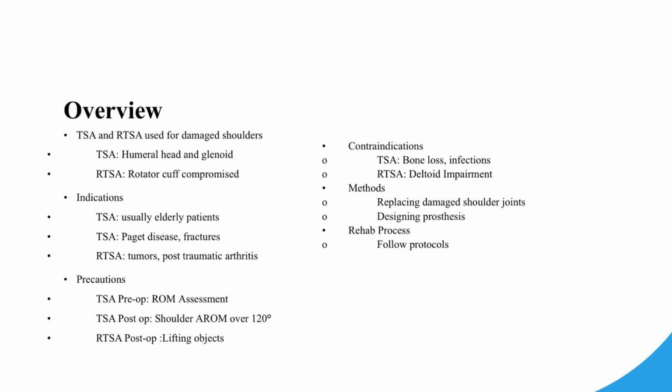There are a lot of different precautions as well, like not going over ROM after a certain time after the surgery, and lifting objects. Some contraindications, as Trey mentioned earlier, are bone loss, infection, as well as deltoid impairment, and of course methods. As they go through the whole methods, it is setting up the prosthesis and replacing the damaged parts of the joint, and in the overall rehab process, make sure to follow the protocols that your therapist sets up for you once you're in the post-op phase. Any questions?